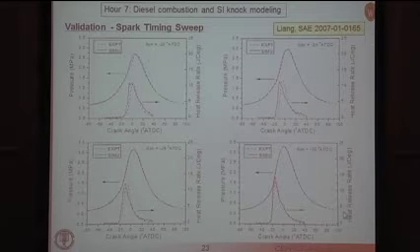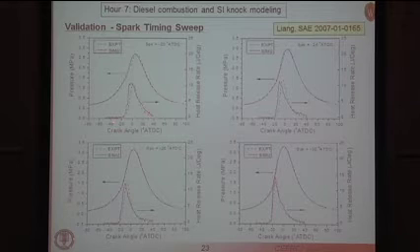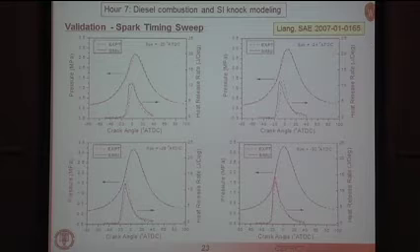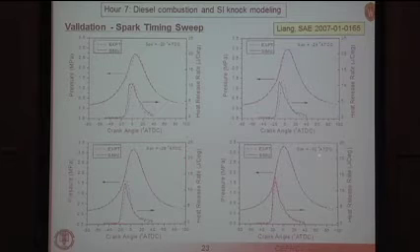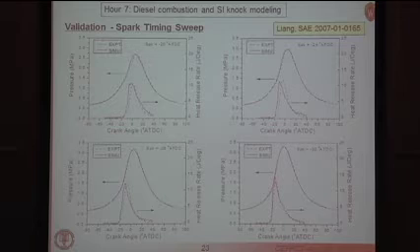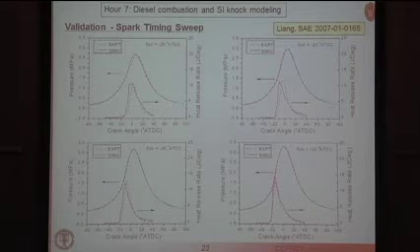This just gives a little confidence in those results. It shows the cylinder pressure and heat release curves as a function of crank angle from the experiments and the simulations for a variety of spark timings: 20 before top dead center, 24, 28, 32. We're able to capture those reasonably well for this stratified charge spark ignition case.